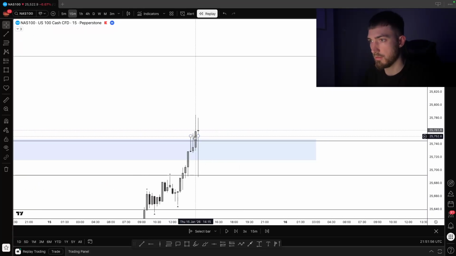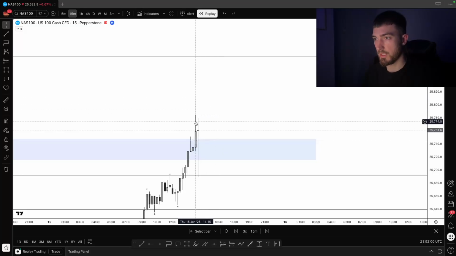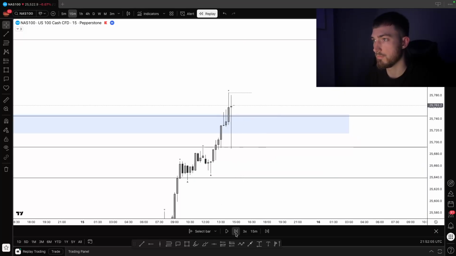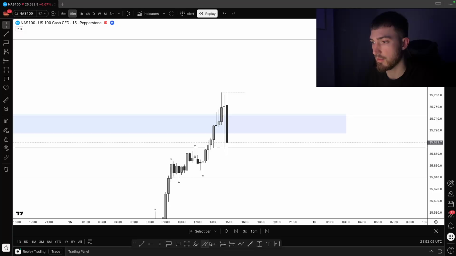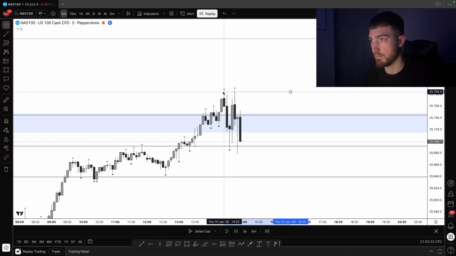Get this out of the way. So I was looking for a sweep above the 215 high. Pretty tiny sweep, but we do get it in there. So if we just mark out our next relevant low on the 5-minute, there we go.